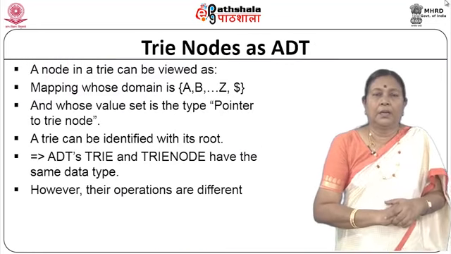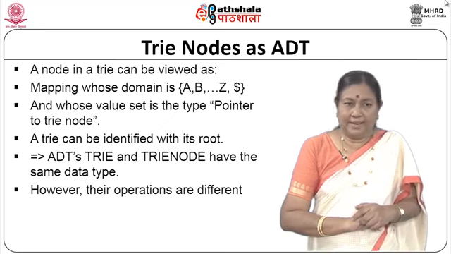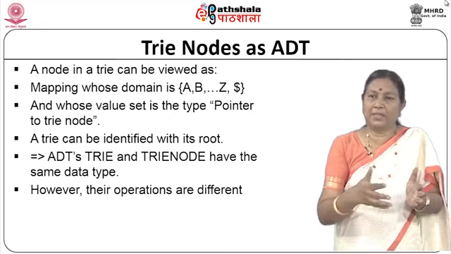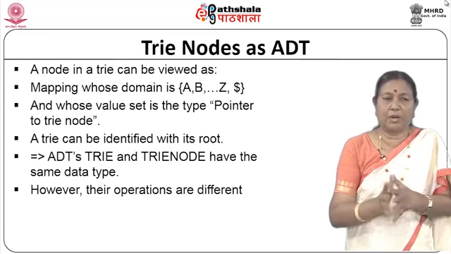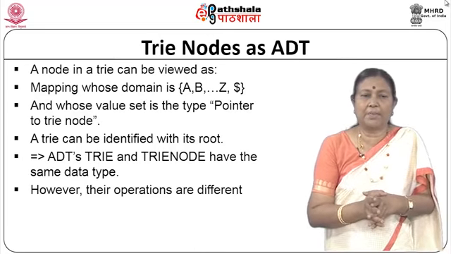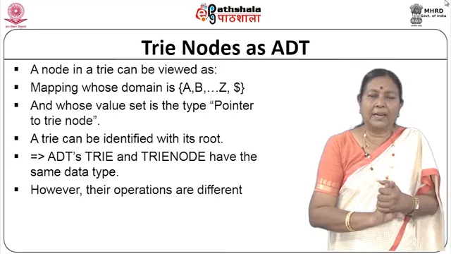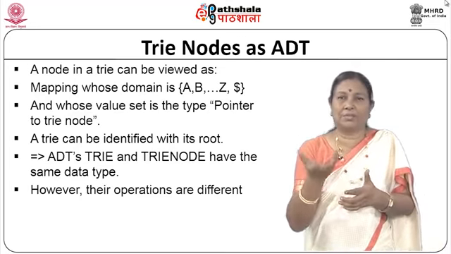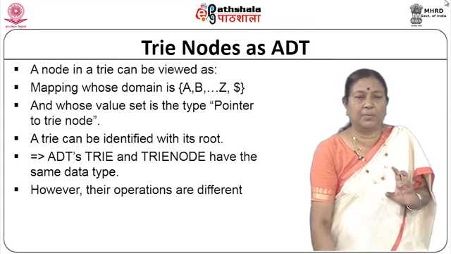Okay. Now, let us look at trie nodes as an ADT. A node in a trie can be viewed as a mapping whose domain is the alphabet, if it is a set of words having alphabets A, B, to Z, and dollar, and whose value set is the type pointer to the trie node. A trie can be identified with its root. An ADT trie and the trie node are both the same, but their operations will be different.